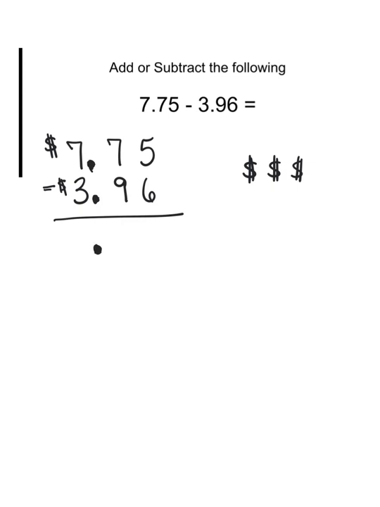Now I see I have some regrouping or borrowing to do here because 5 minus 6 can't do it. 7 minus 9 can't do it. So I'm going to borrow from the 7. That becomes a 6. This becomes a 17. I'm going to borrow from that too. Now I've got 15 minus 6, I can do. 16 minus 9 gives me 7. And 6 minus 3 is 3. So that leaves me with $3.79 in my piggy bank.